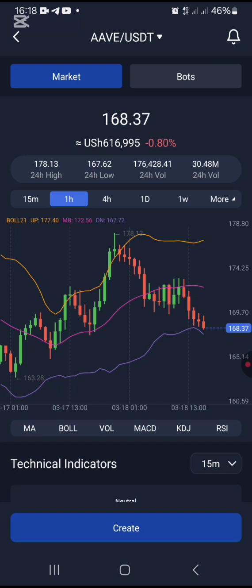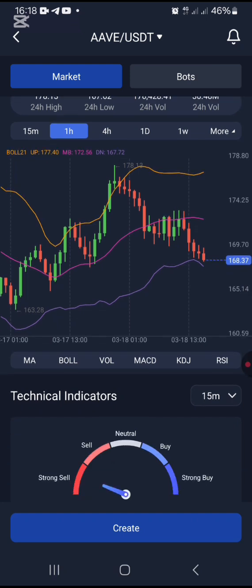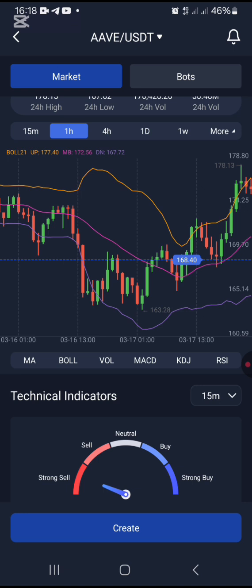So this is Bollinger Bands. Bollinger Bands are indicators used in technical analysis to measure the volatility of the market and identify trading opportunities. So Bollinger Bands have different behaviors.